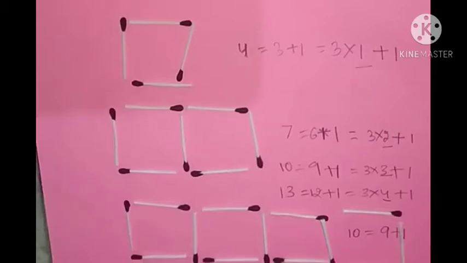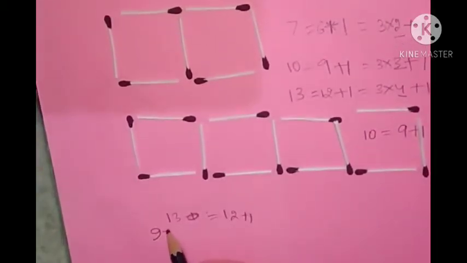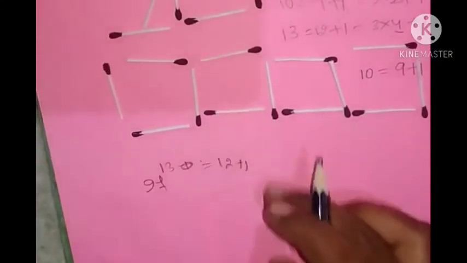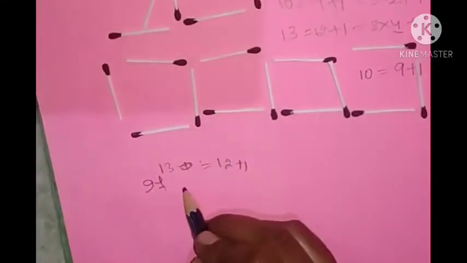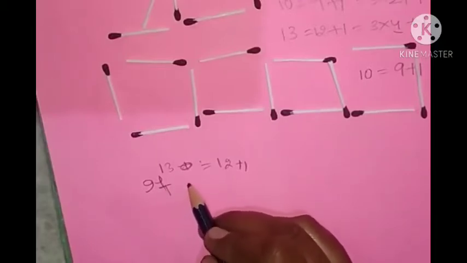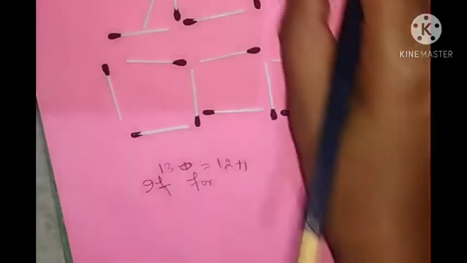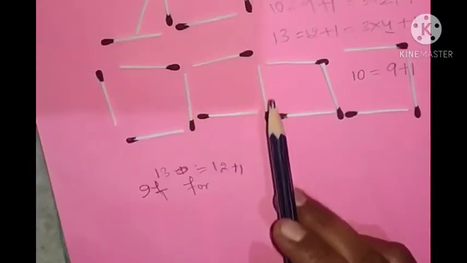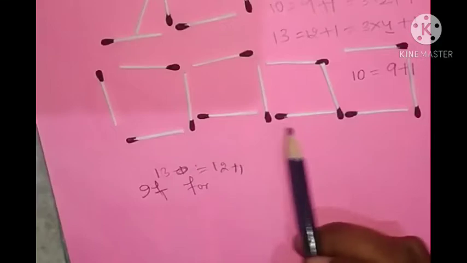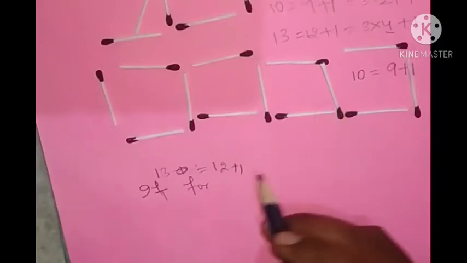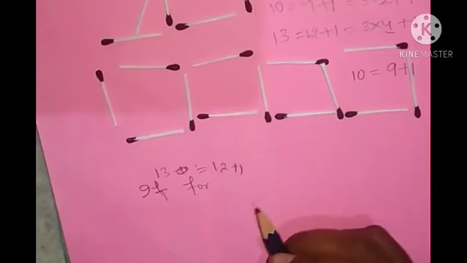Means if we'll write that, for 1 square we got 4, for 2 squares we got 7 matchsticks, for 3 squares 10 matchsticks, and sorry, for 4 squares we have got 13 matchsticks.